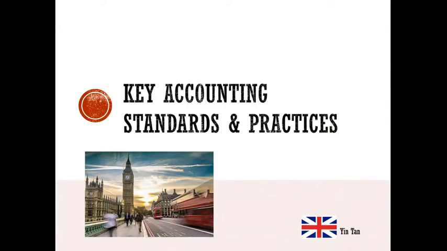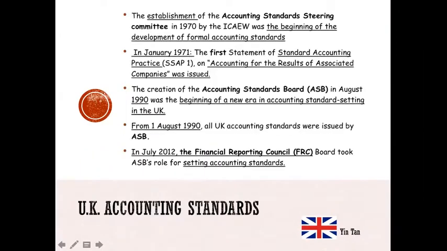Key accounting standards and practice. The beginning of the development of formal accounting standards in the UK was the establishment of the Accounting Standards Steering Committee in 1970 by the ICAEW. At that time, the first Statement of Standard Accounting Practice, which is SSAP1, on accounting for the results of associated companies, was issued. Later, the creation of the ASB in August 1990 was the beginning of a new era in accounting standard setting in the UK.